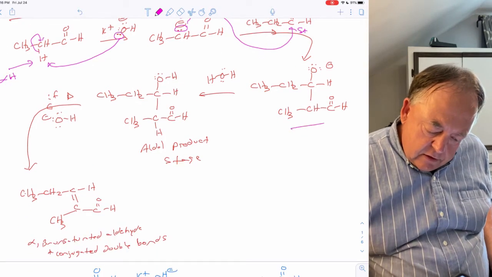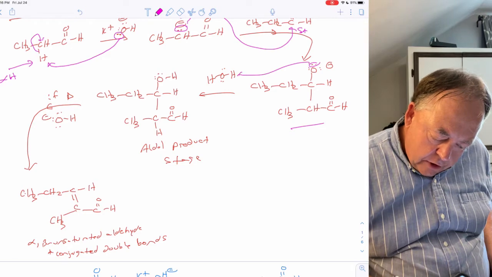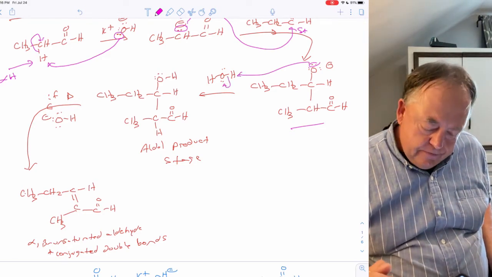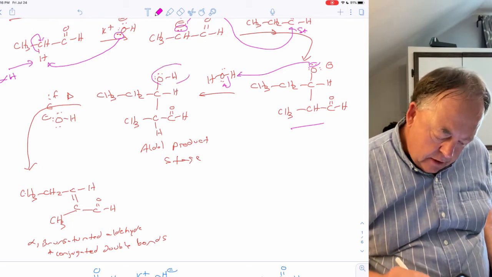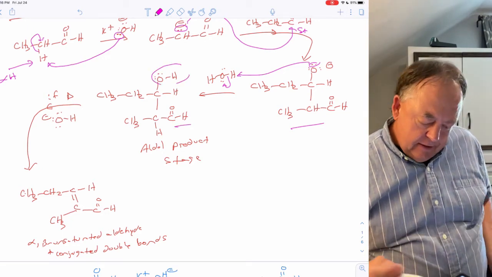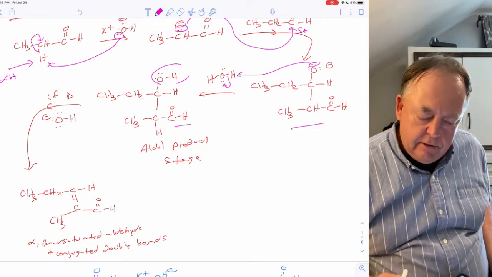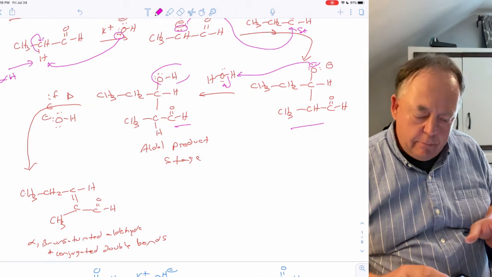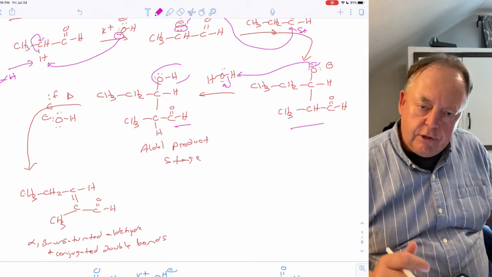That gives us this, and then that oxygen that's negative will react with the water molecule and pull a hydrogen off, so you remake hydroxide. And now you have the aldol product, because you have the alcohol and you have the aldehyde. So that's the aldol stage. If you didn't use heat, you might be able to stop it at that point and isolate that product. If you heated this up, then this can dehydrate.